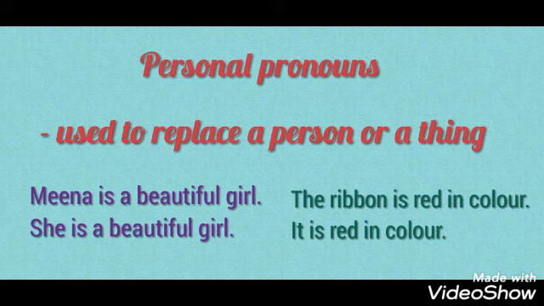Okay, now let us look at the second set of sentences. First sentence, the ribbon is red in color. And the second sentence is, it is red in color. Here, the ribbon is the name of a thing. It's a thing, ribbon, isn't it? And it is replaced by the word it in the second sentence. It is a personal pronoun. Okay, so here in both the sentences, we are using personal pronouns. So what are personal pronouns? Personal pronouns are used to replace a person or a thing.